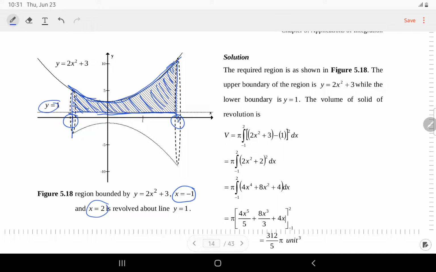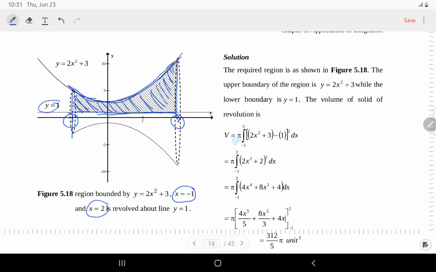Okay. So, kita nak decide untuk disk method, kita nak integrate by dx atau dy. So, look at the axis of revolution, paksi tempat pusingan. Dekat mana paksi tempat pusingan dia? Dekat sini. Line yang ni. Okay. So, line ini bentuk horizontal. So, kita akan integrate dia by dx.